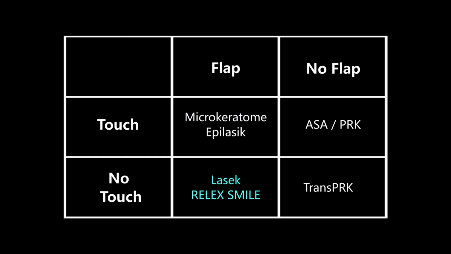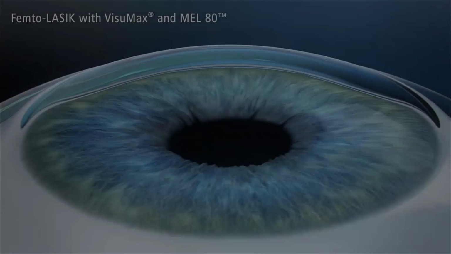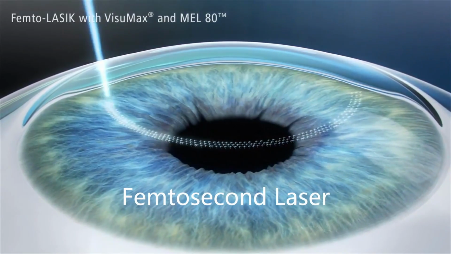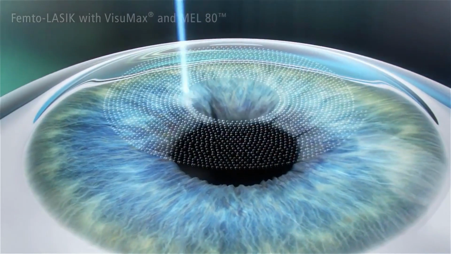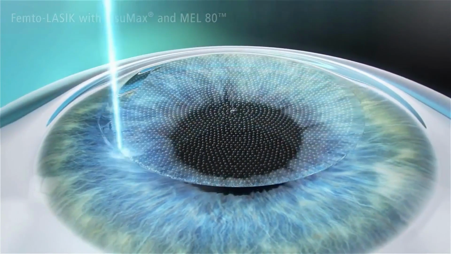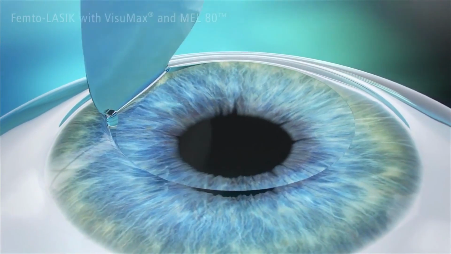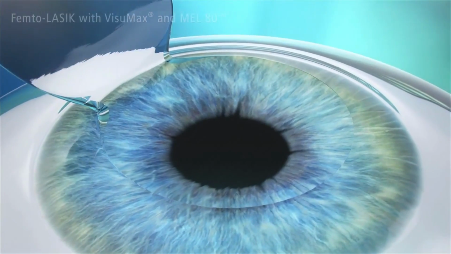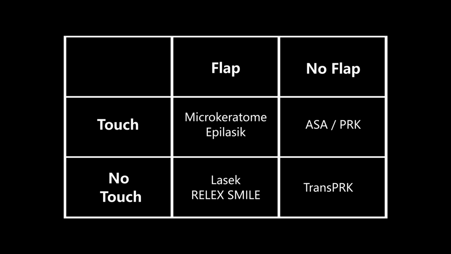The second way in which a flap is created is by using a no-touch method. Let us take a look at how this is done. First, a femtosecond laser is used to create a flap. Tiny plasma bubbles are formed beneath the surface of the cornea as the laser is shone into the eye. The flap is then folded back, and a second laser called an excimer laser is used to ablate the stroma. Once done, the flap is folded back. Some common types of these surgeries are LASIK and Relax Smile.